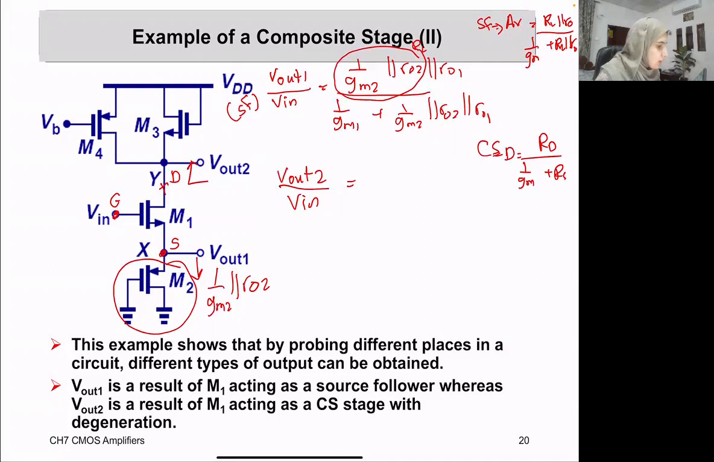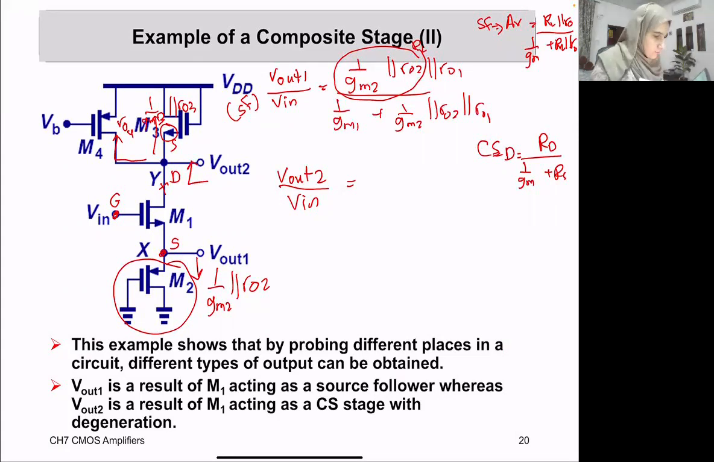We are seeing two transistors, M3 and M4. From M3, we are seeing it's connected to the source side. Therefore, we will see 1 over GM3 in parallel with the R out 3. What about M4? M4 is connected from the drain side, so we will see an R out 4. And we discussed our RS is the same RS here. That is 1 over GM2 in parallel with the R out 2.